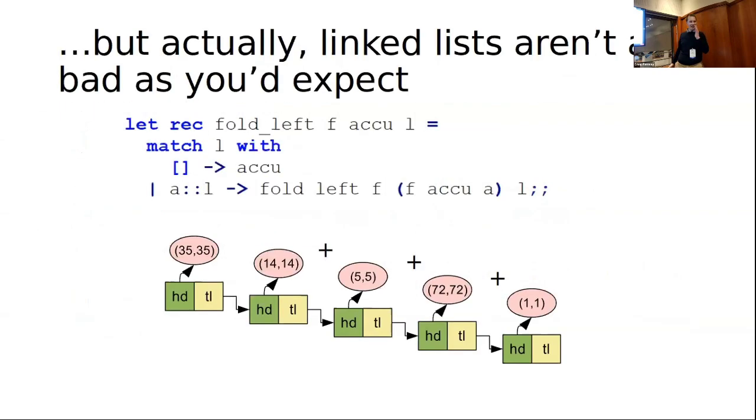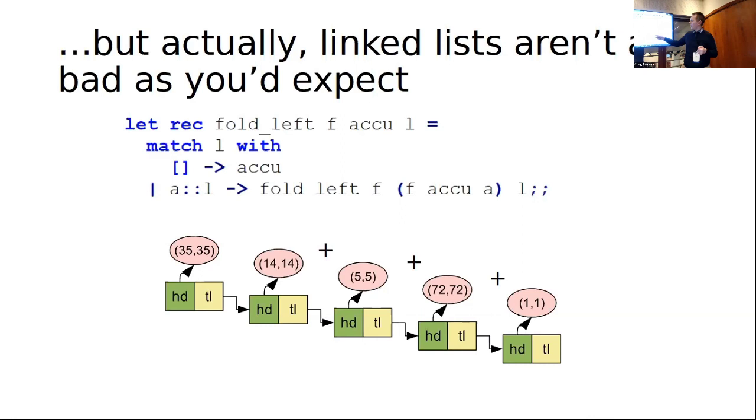The reason that isn't the moral of this talk, though, is because linked lists aren't actually as bad as you expect. So what we've got here is an example of a fold left, which is just an iteration operation over a linked list. I chose this one because it happens to be nice and tail recursive, so it doesn't do anything much more than add these things together and walk the linked list.